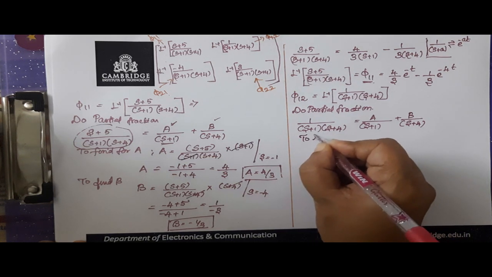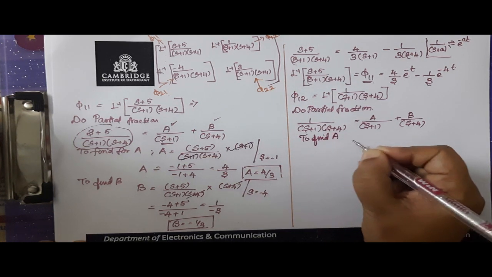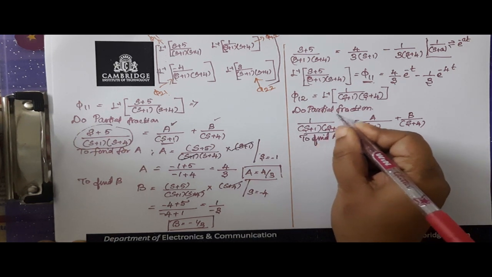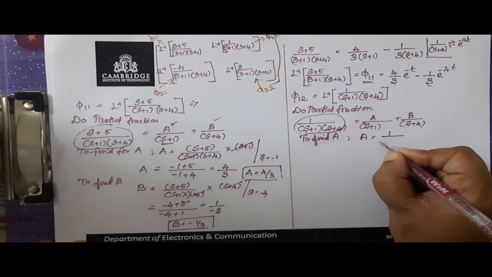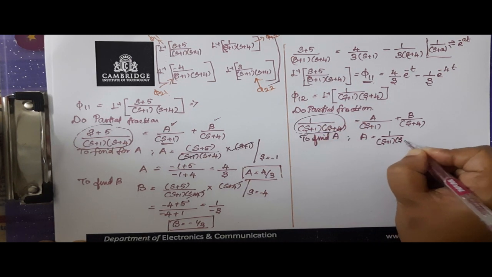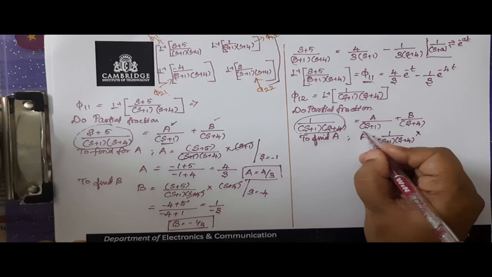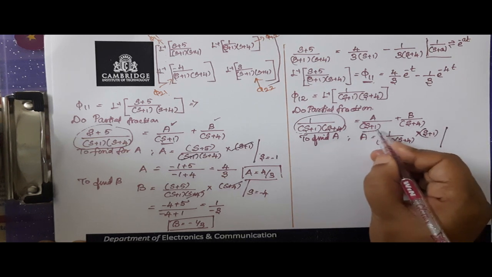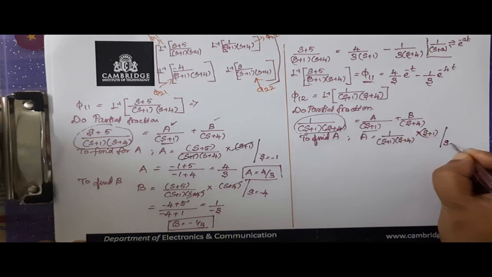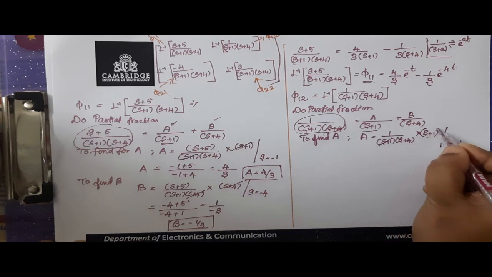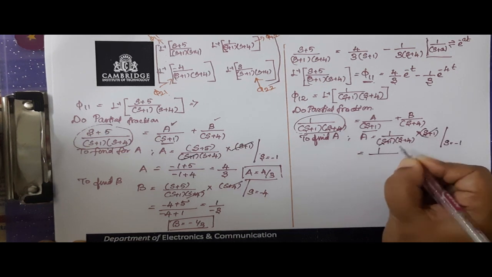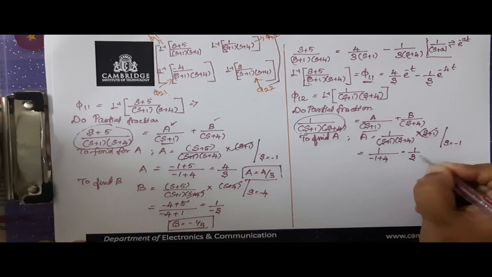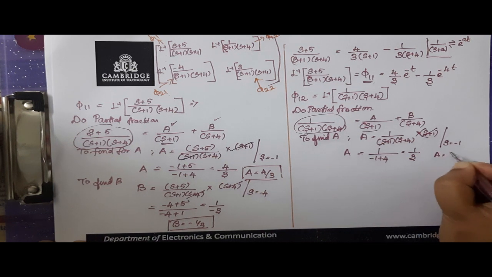To find a, first write the left hand side term, 1 by (s plus 1) into (s plus 4), multiplied by the denominator of a, which is s plus 1, at s plus 1 is equal to 0. So therefore s will be equal to minus 1. S plus 1 and s plus 1 will get cancelled out. Substituting for s is minus 1, minus 1 plus 4, I can write it as 1 by 3. So a is equal to 1 by 3.